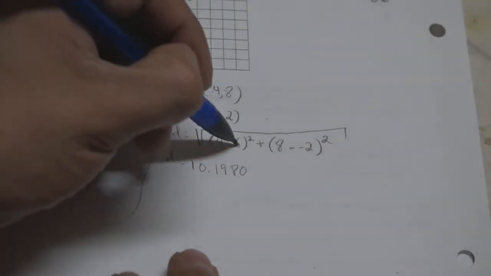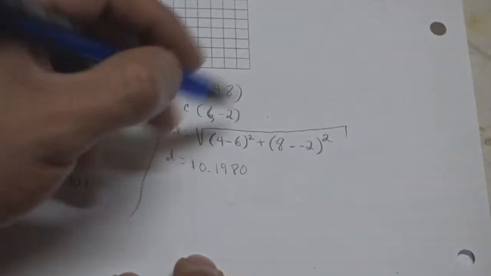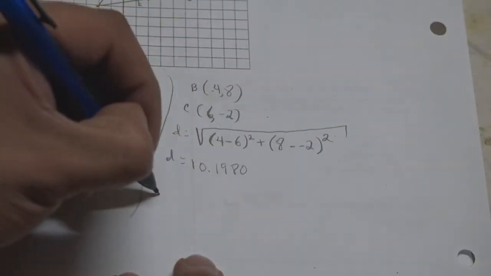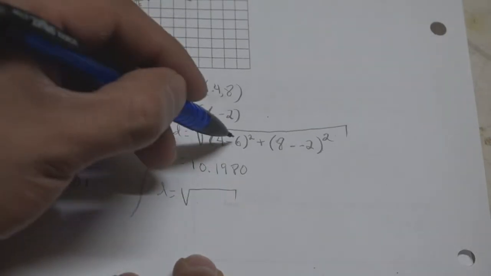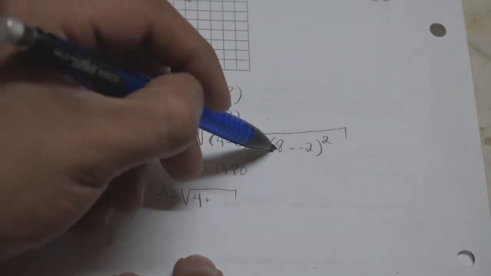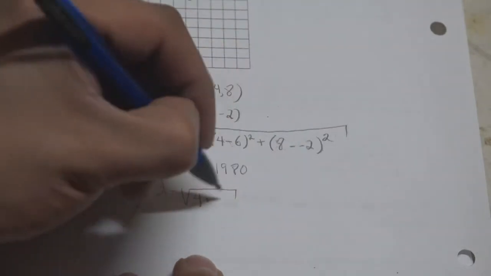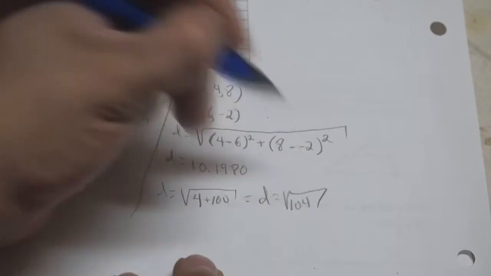4 minus 6 is negative 2. Square is 4. So I'm just going to write it over here, the radical representation. Okay, so 2 squared is 4. Plus 8 minus negative 2 is 10. 10 squared is 100. So this is nothing more than radical 104.